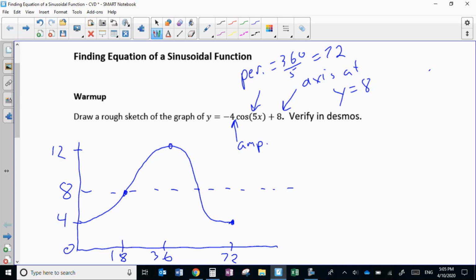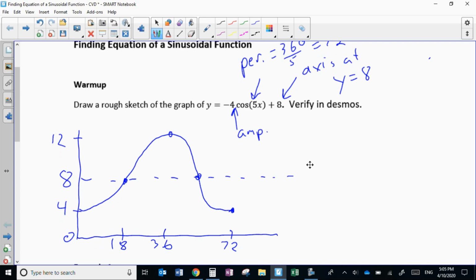And then finally, my fifth point that I haven't found yet would be halfway between 36 and 72. Or hey, look, every key point is 18 apart, so you can just add 18 to 36, and you get 54. So there we go. There's what that graph looks like.